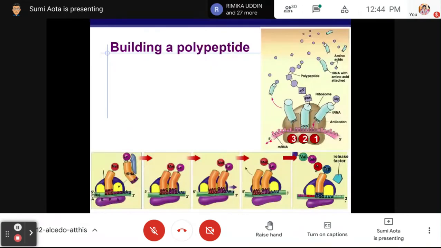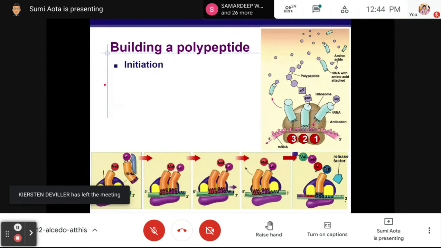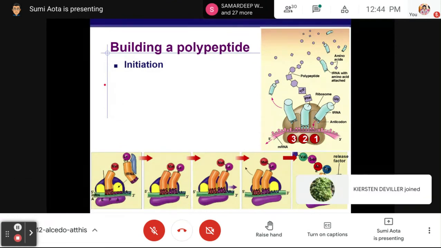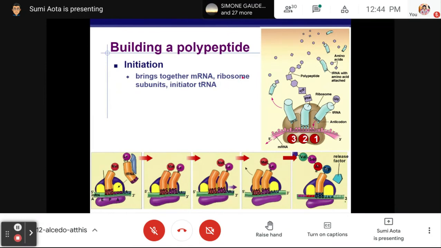So how do we actually go about building the polypeptide? There are three steps. Step number one, initiation. In initiation, you have to bring all the different components together: the messenger RNA, the ribosomal subunits, large and small, and the initiator transfer RNA. The initiator transfer RNA is the transfer RNA that's carrying the first amino acid, which is usually methionine.